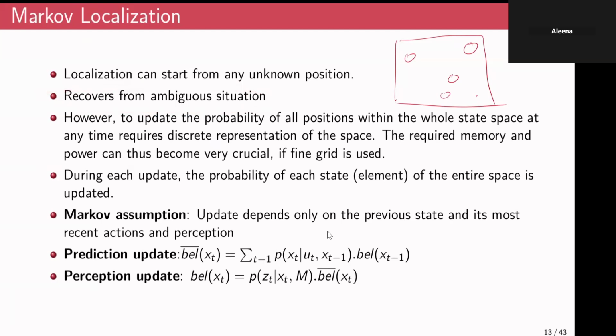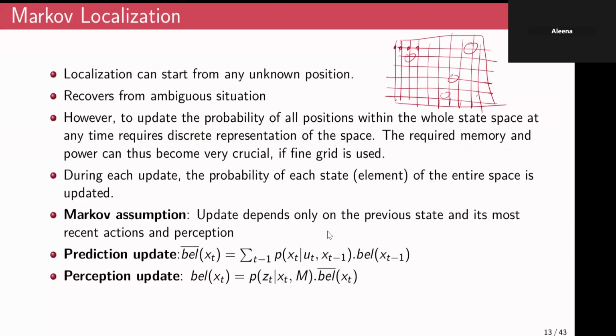The next point is, however, that updating the probability of all positions within the whole state space at any time requires a discrete representation of the space. So the required memory and power can become very crucial if a fine grid is used. This is sort of a drawback. You have to discretize your map with very fine divisions, depending on your requirement, and if you want it very fine, you have to discretize very finely according to your need.